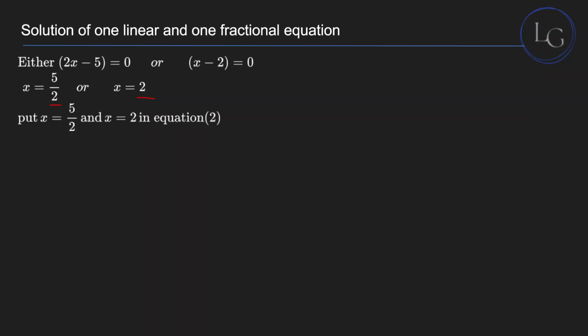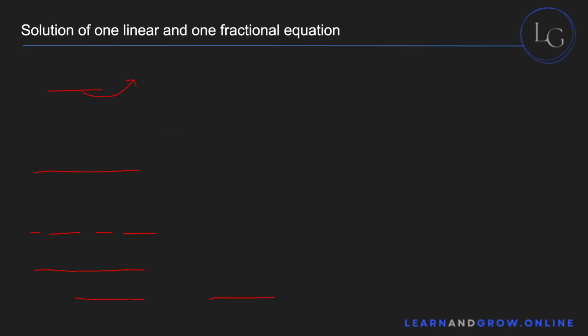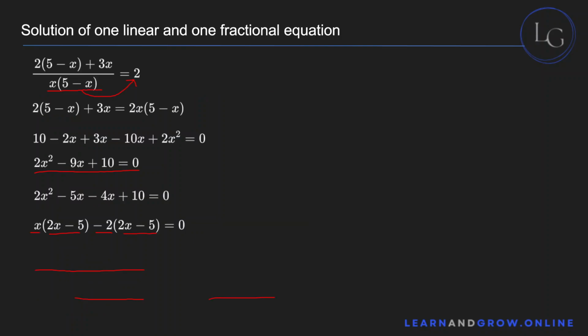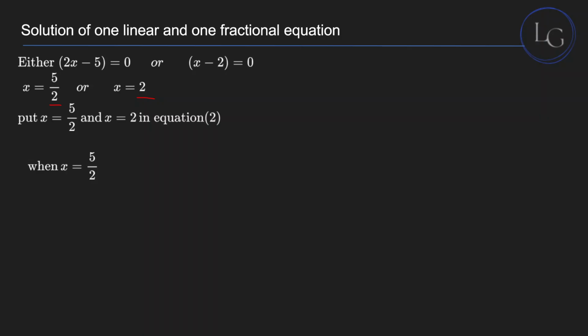Now, we'll put these values in equation 2. And just a reminder, what was really equation 2? Let's just see. This was equation 2. y is equal to 5 minus x. So we'll put these values of x in y is equal to 5 minus x. Now, upon putting x is equal to 5 over 2, you'll get a value of y, 5 over 2. So you'll have this as a part of the solution set. When x is 5 over 2, y is 5 over 2.